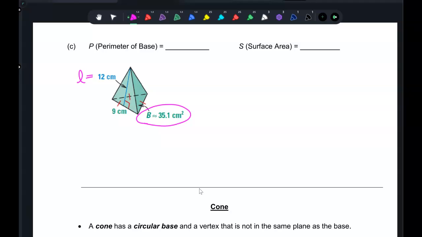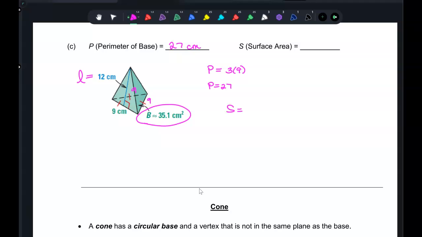What's the perimeter of the base? So what do we notice? It's a triangle. What do these markings mean? They're congruent. So all three sides are 9. So we should get 27.